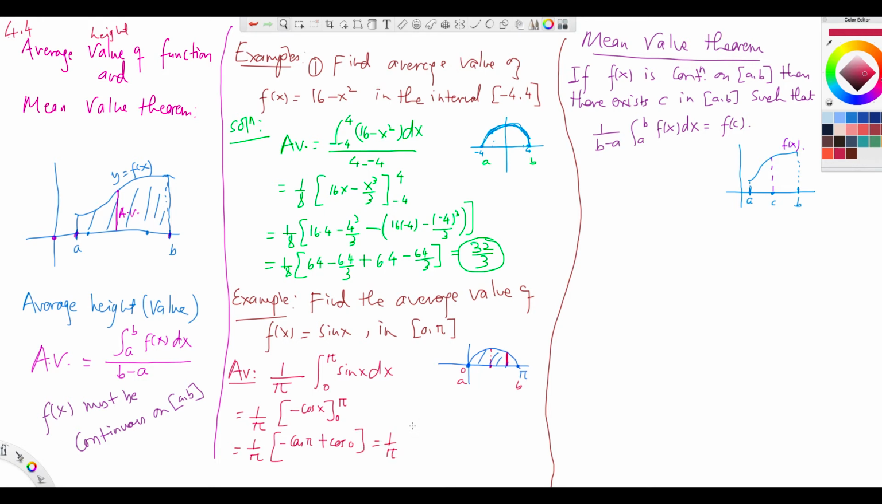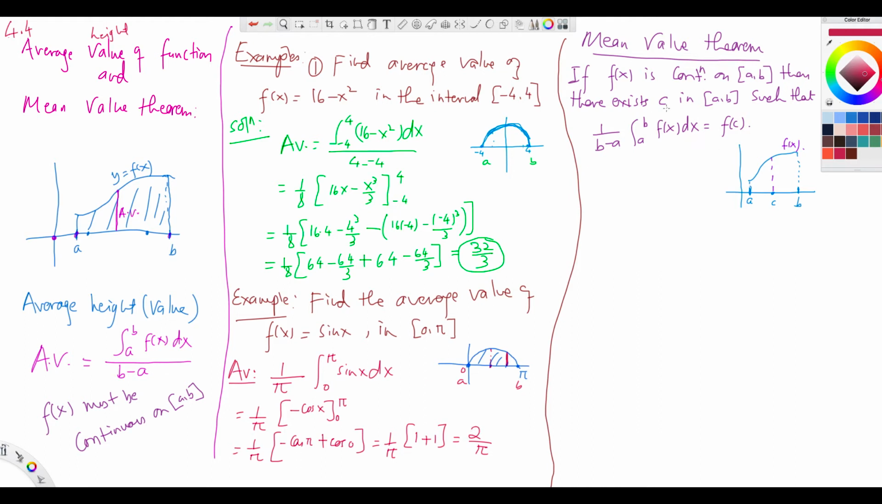So that will be 1 over pi. So what is negative cosine of pi? Cosine pi is negative 1. So there is another negative, so it will be positive 1 plus 1. Cosine 0 is 1, right? So basically you get 2 over pi, which is smaller than 1, because at pi over 2, the height is 1. So the average height is 2 over pi. You see that? This is how we find the average height or average value of a function.